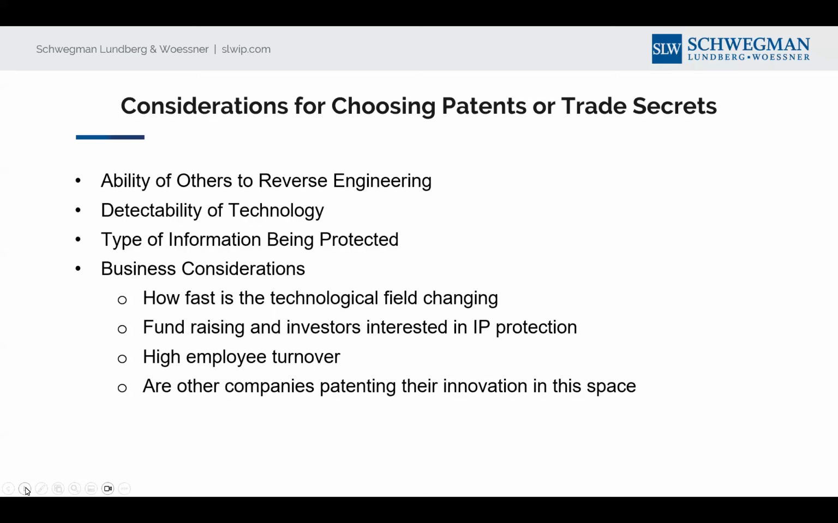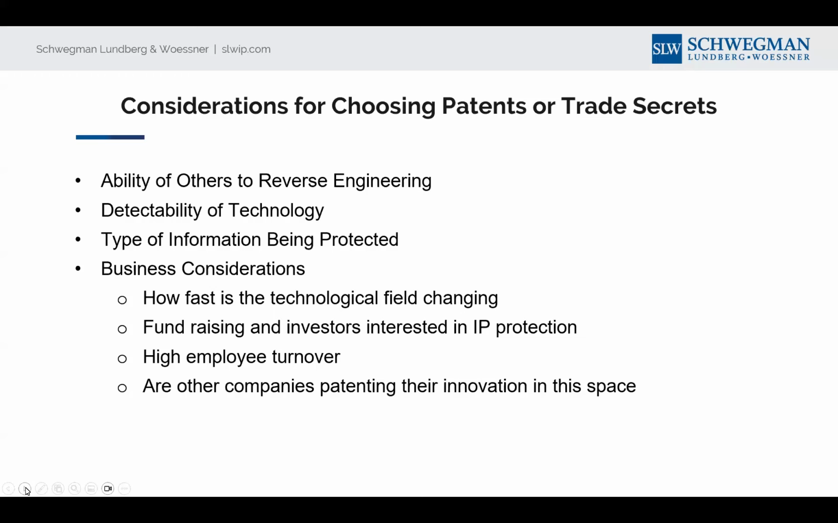The type of information being protected matters. There are different things that can be trade secret protected that can't be patent protected, like customer lists and other kinds of internal workflows and know-how that might be protected under trade secrets, but wouldn't be protected under patents, which are focused on utility and design aspects.